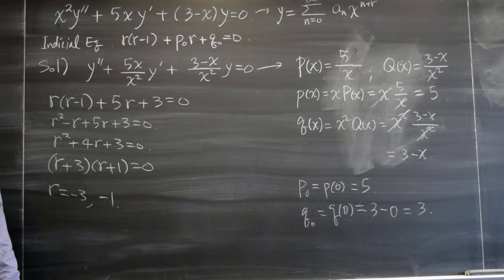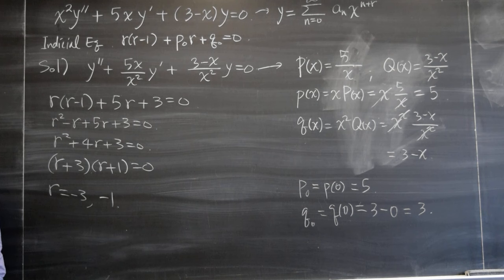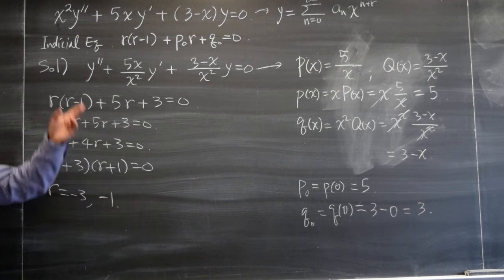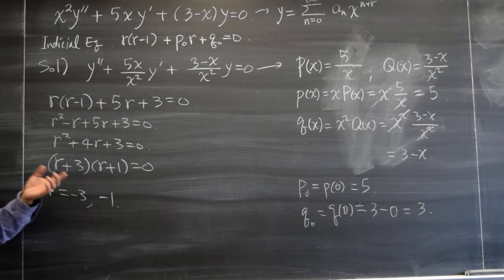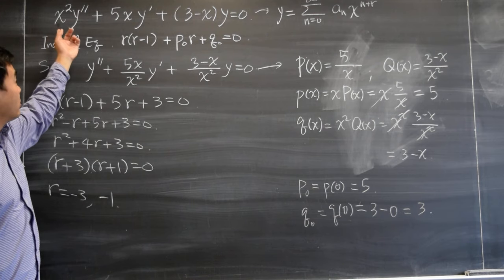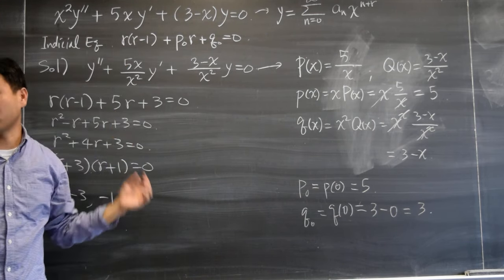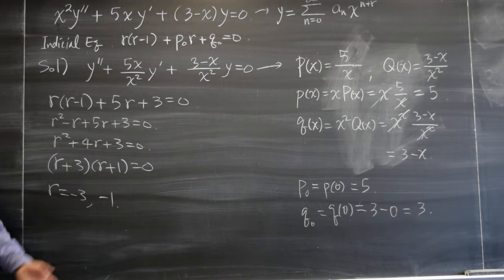Okay, so when you have the solutions of the indicial equation, there are some things to consider. If they do not differ by an integer, in that case, they both will give you one solution each. And you end up with two linearly independent solutions, one for each individual value of r. And that's how you solve the differential equation.